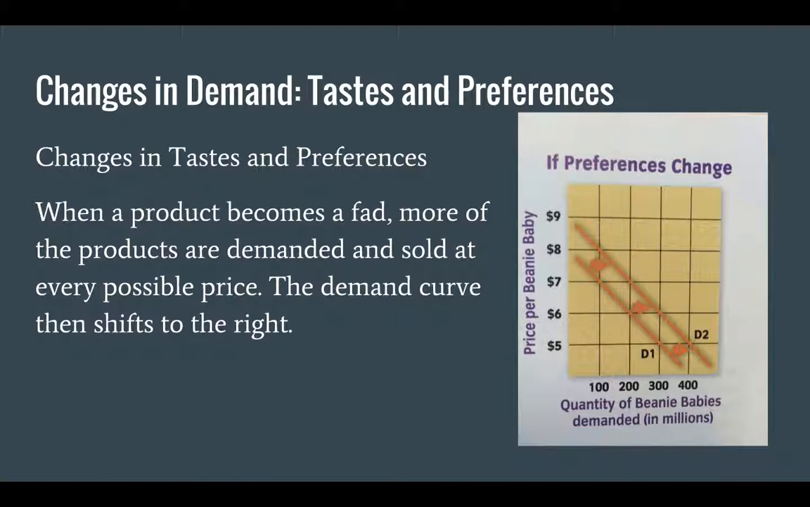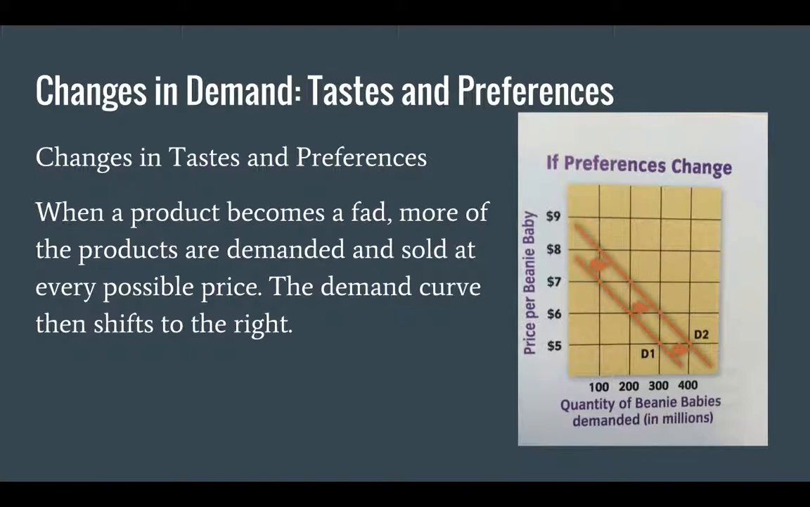There's also changes in tastes and preferences. When a product becomes a fad, more of the product is demanded and sold at every possible price. The demand curve then shifts to the right. I don't know about you guys, but Beanie Babies were really popular when I was growing up. So that's a great example. Beanie Babies were so popular for a while that demand was so high that the price went up, and people would buy them no matter what the cost. But then all of a sudden, they kind of fell out of fashion and the price then went down as well.